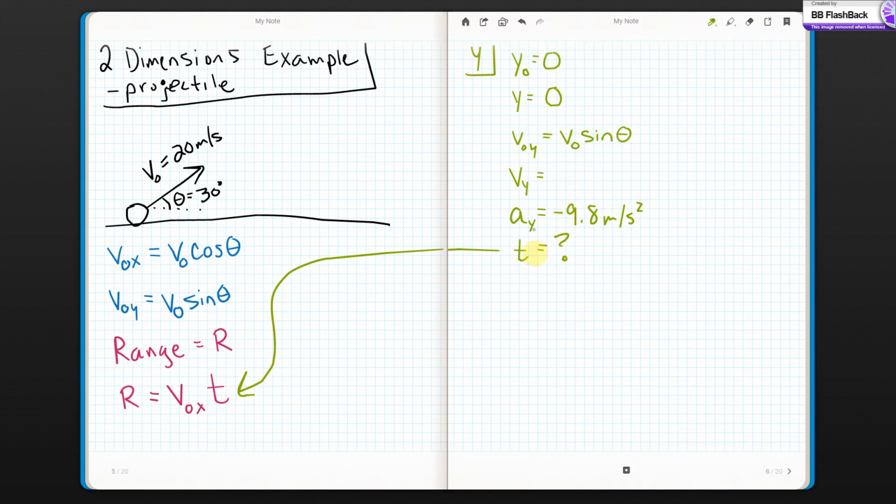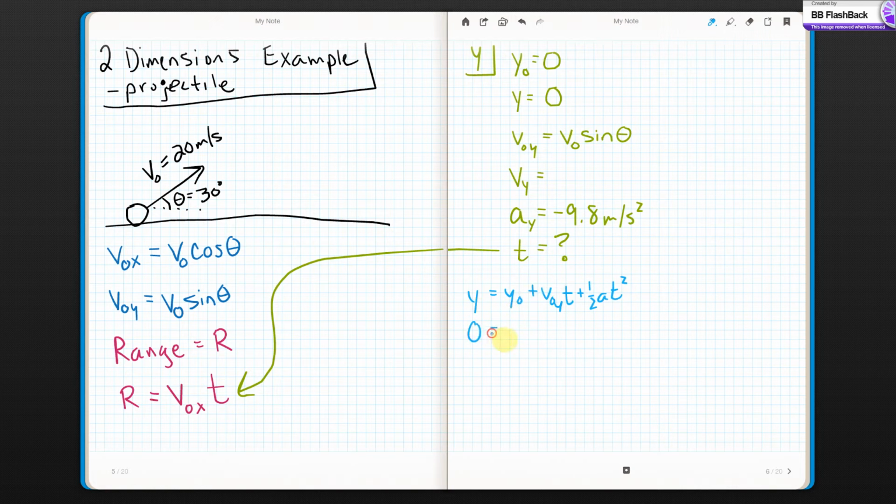Okay, so I want something with t in it. I don't want anything with v in it. Not v naught, but v. The only equation that fits those two criteria is this one. y equals y naught plus v naught in the y direction times t plus 1/2 a t squared. This is the standard equation, most popular, I guess. Now, y and y naught are both 0.